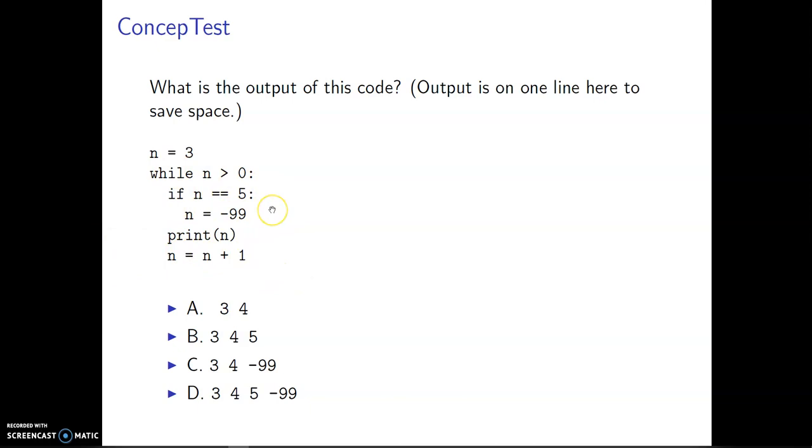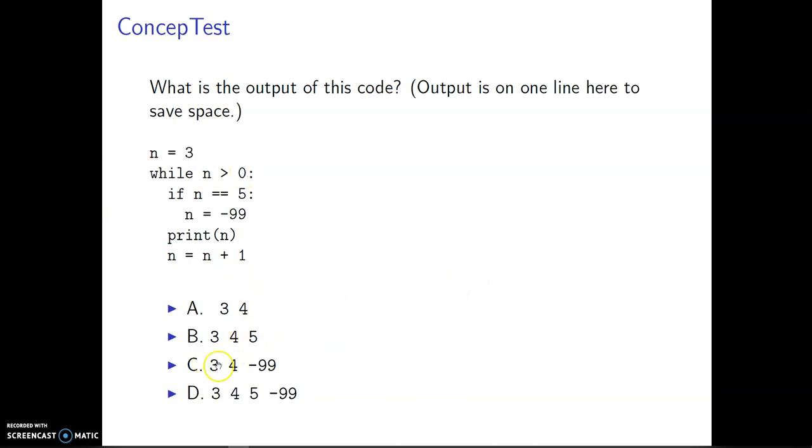We skip the if criterion again. So we're going to print n, which this time is 4. Every option has that. So we increase again, go back, we iterate through the while loop again. Now n is 5, so it gets set to negative 99. We print negative 99. So we know it has to be one of these two. Then n becomes n plus 1, so it becomes negative 98. It's no longer bigger than 0, so we exit the while.